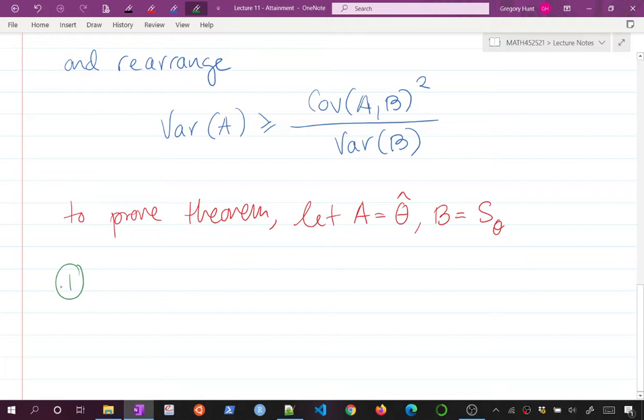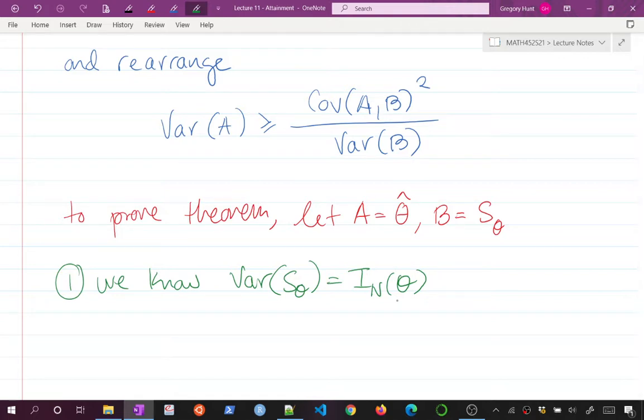What we can first show is that, one, we know that the variance of the score is defined to be my Fisher information. All right, so that's our definition. There are fancy or not fancy ways to calculate this, but that's what it is.